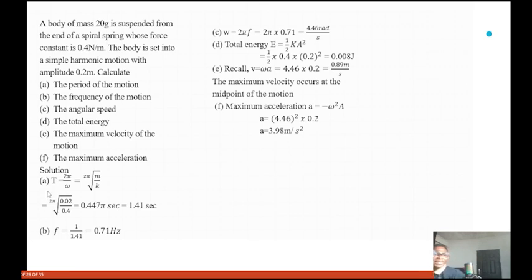The period T is just 2 pi divided by omega, and we have it as 2 pi root m over k. The mass is 20 grams, and don't forget, you have to convert your 20 grams to kg, because the unit of mass is kilogram. So we put our mass there, then our k, which is the constant, has been given as 0.4. And we can get our period very easily.